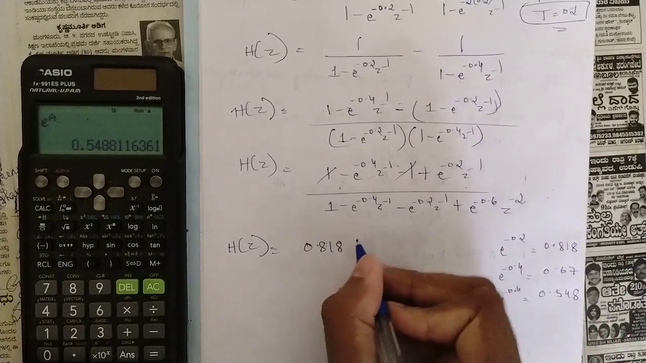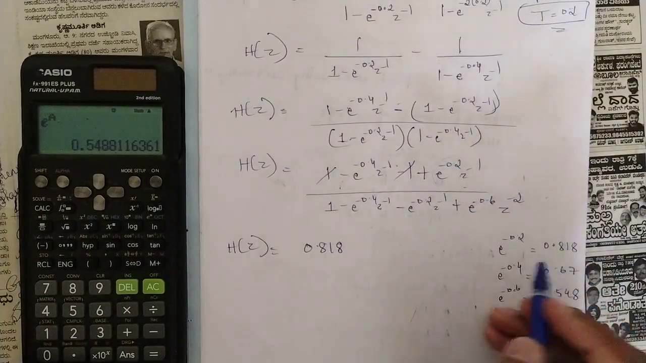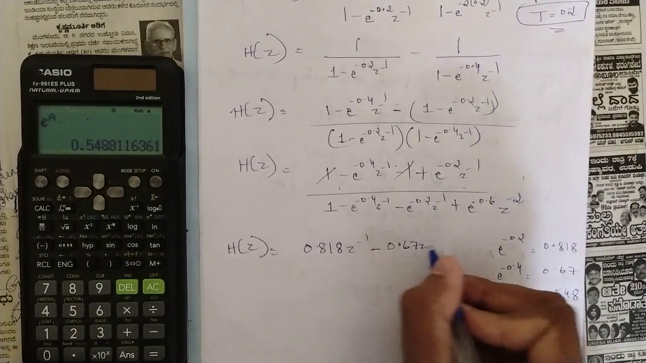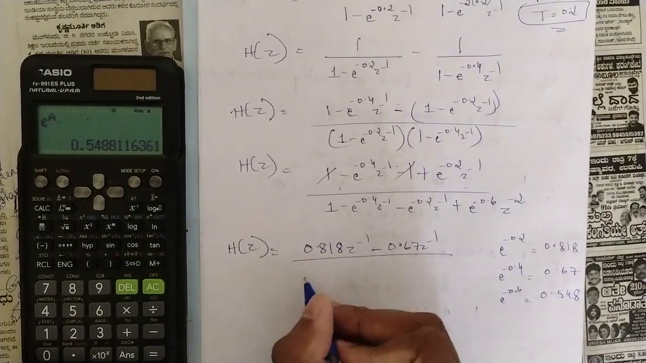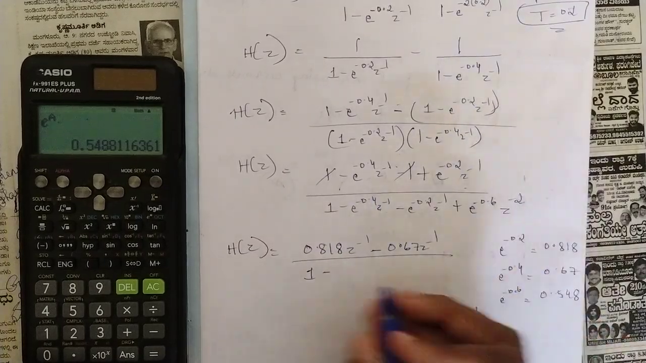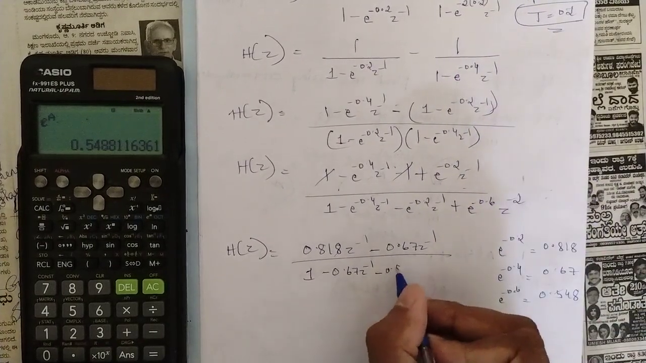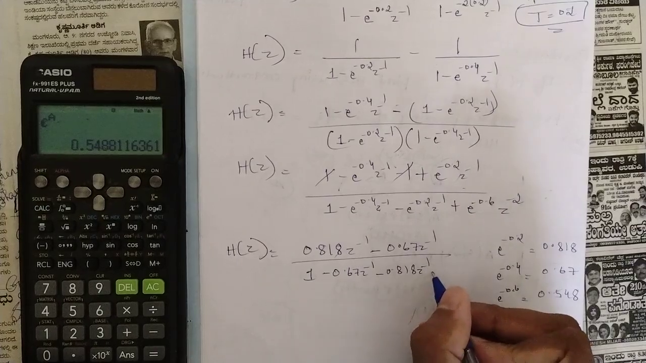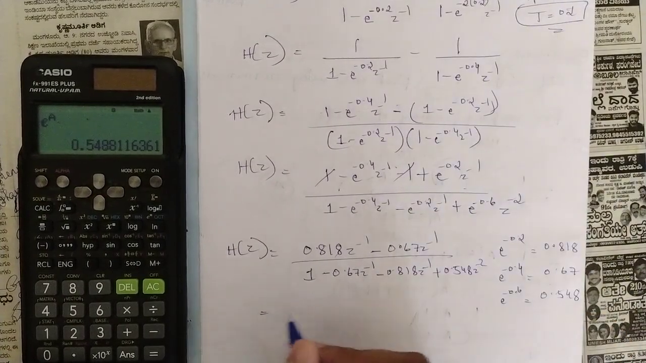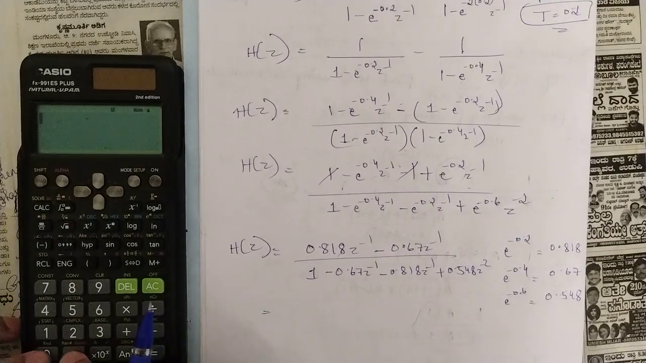0.818 minus 0.818 Z inverse minus 0.67 Z inverse divided by 1 minus, here this is 0.67 Z inverse minus 0.818 Z inverse plus 0.548 Z power minus 2. So here you can see that these two are repeating Z inverse, so we can simply add them up.